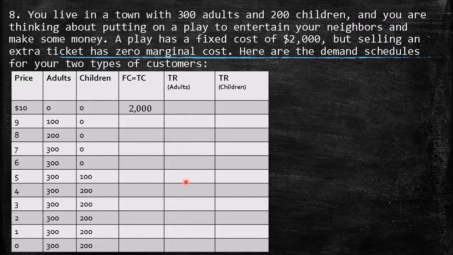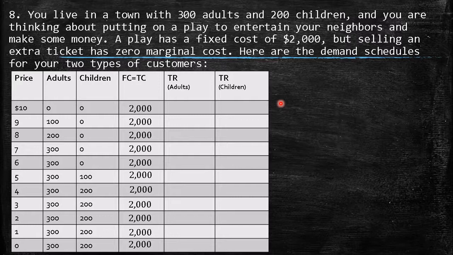Here we can build the other part that is not provided by the book, adding 3 columns. We have total cost, which is exactly equal to the fixed cost because there are no variable costs, and we have total revenue for adults and total revenue for children. I separate both because it will be useful to analyze the next points. So here we have 2,000 as fixed cost.